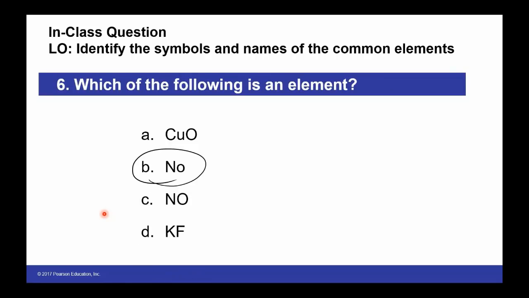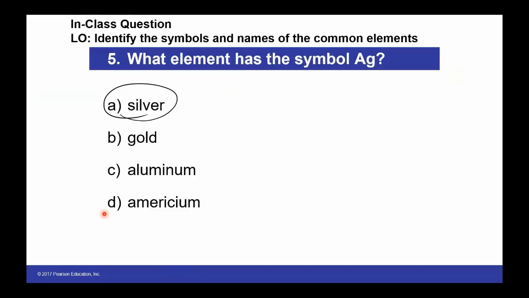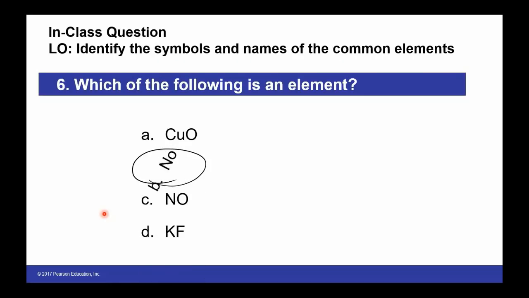Uh-oh, that wasn't supposed to happen. Well, here we go. Which of the following is an element? I've already given you the answer. NO. How do we know that this is the element? Well, it's got a capital letter and a lowercase letter. And the others have a capital letter and another capital letter in the symbol. So it's got to be representing a compound.